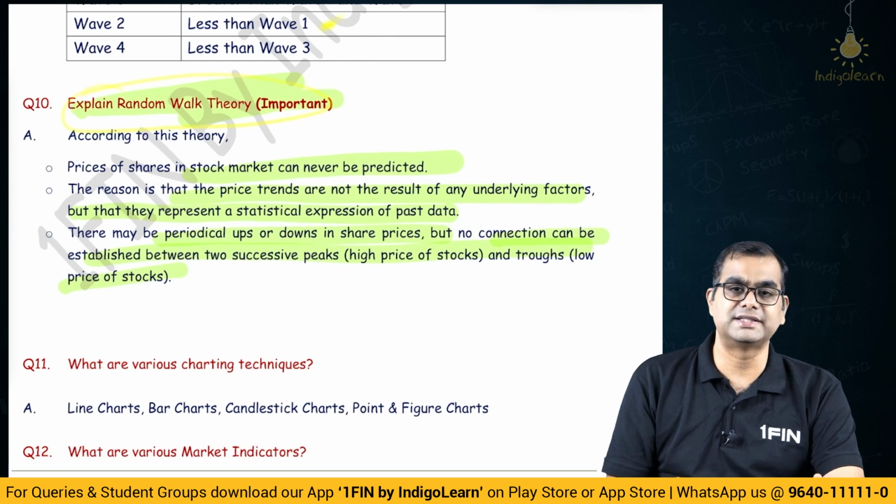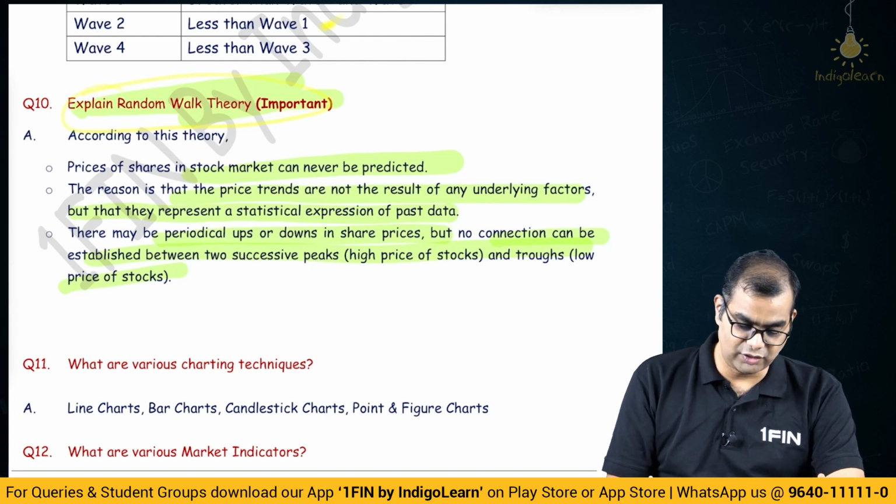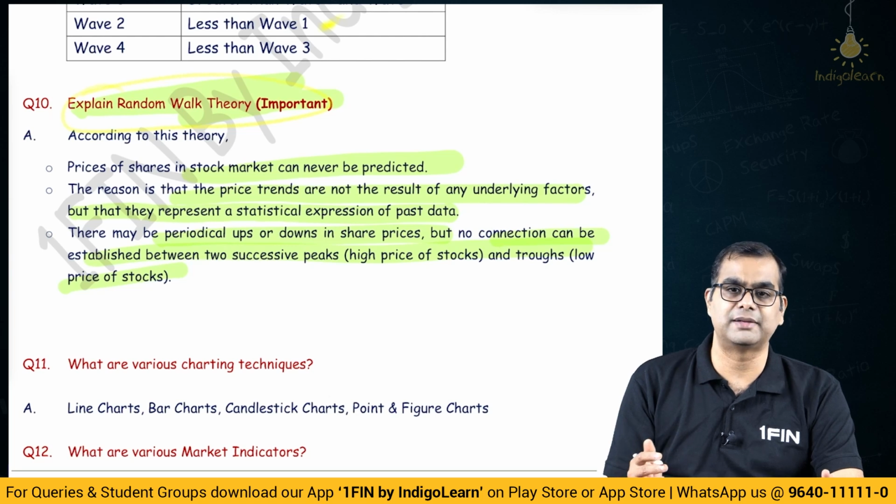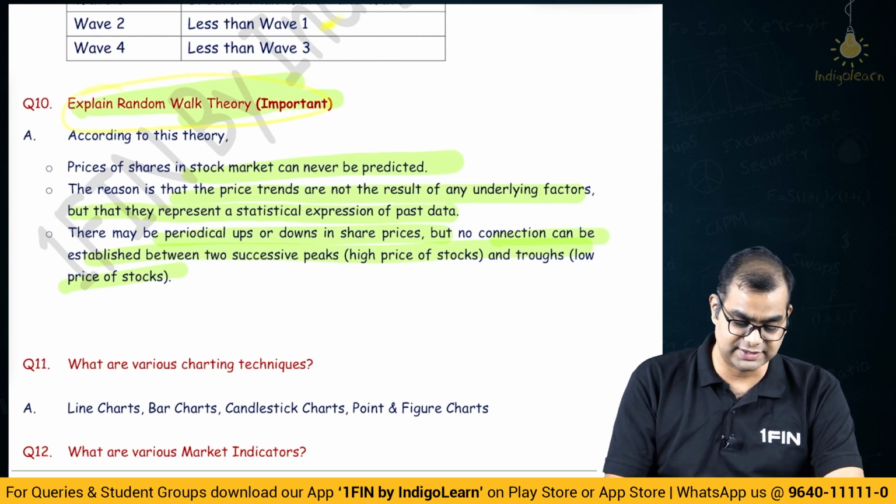So this theory basically says the prices cannot be predicted; they move at random, and history tries to determine the future. And there are some statistical tools involved, and there may be periodic ups and downs, but no connection can be established between two subsequent movements, two successive peaks.